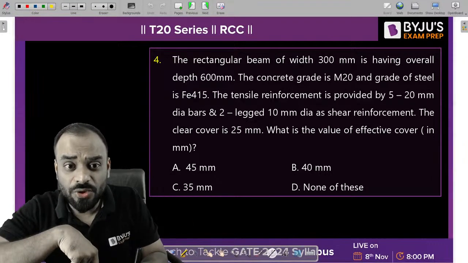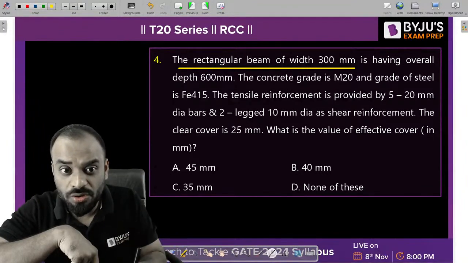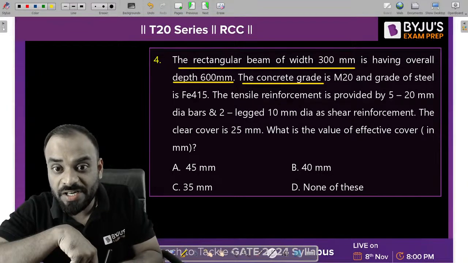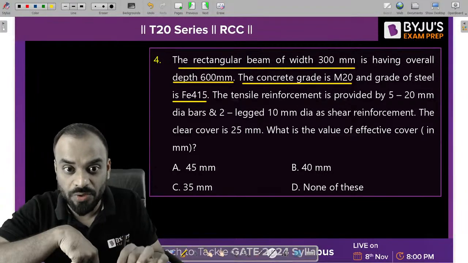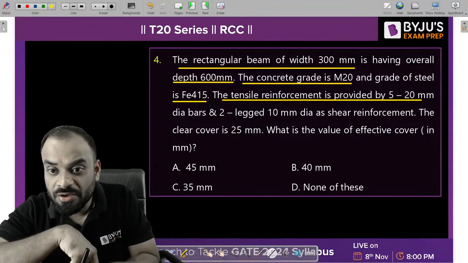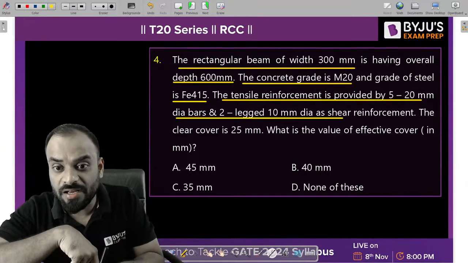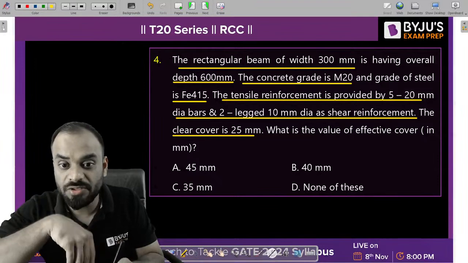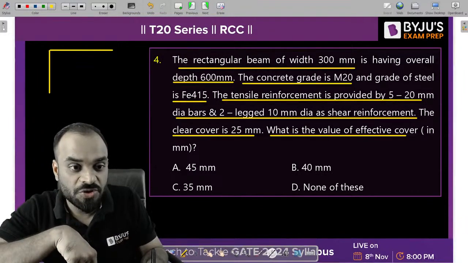Okay, so a rectangular beam whose width is 300 mm and having an overall depth of 600 mm, correct? Now the concrete grade is M20 and the grade of steel which we are using is Fe415. The tensile reinforcement is provided by 5 bars of 20 mm dia and 2-legged 10 mm dia as a shear reinforcement. And the clear cover is also mentioned, it is 25 mm. We just need to calculate what is the value of effective cover in mm. Let me show you the figure first.